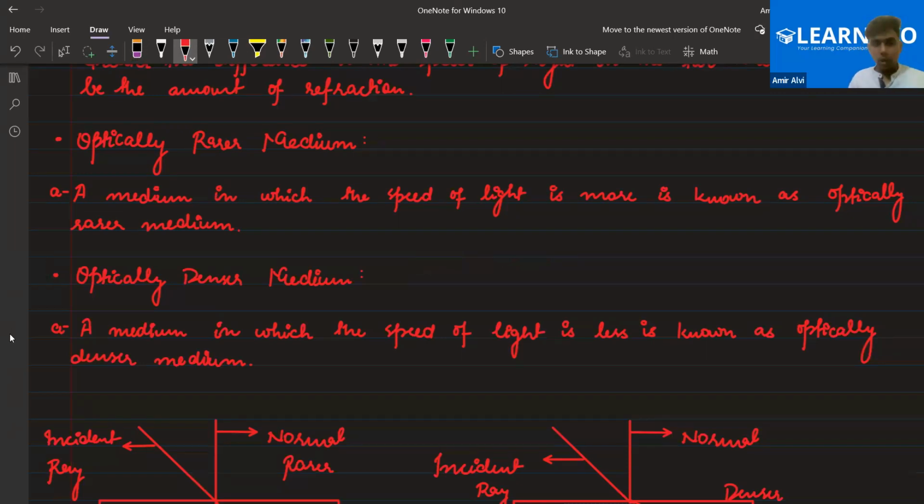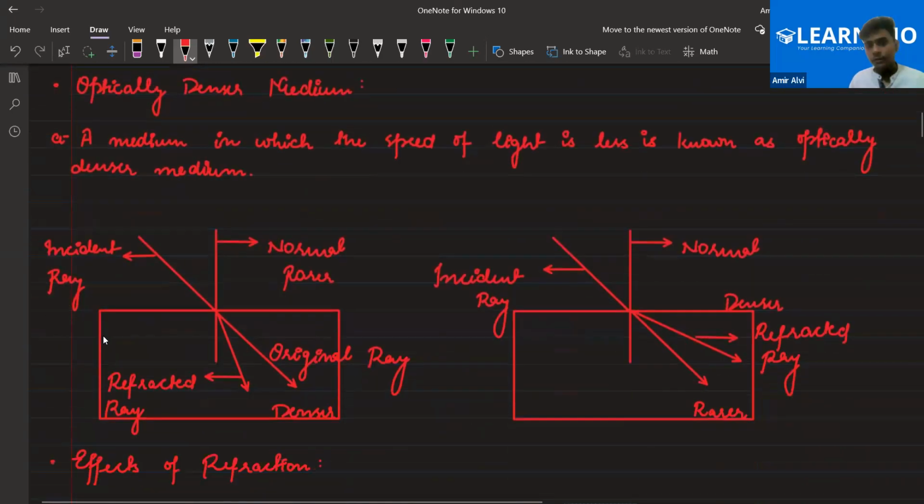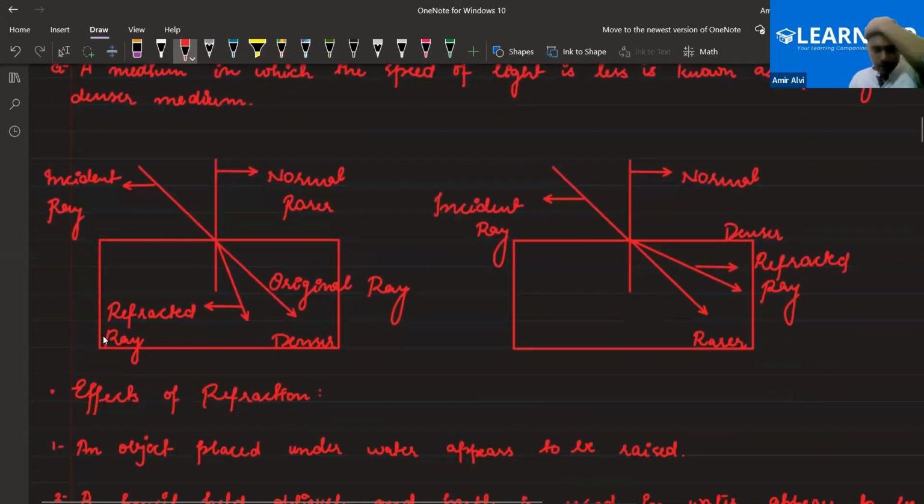Chalo, that's great. Now let's understand how the rays will behave if the light rays are going from rarer to denser or denser to rarer. First, suppose this is the incident ray, the light ray going to this point. This is the refracted ray. The original path was this, but due to the change in speed of light, this is the refracted ray. Clear, children? Yes.